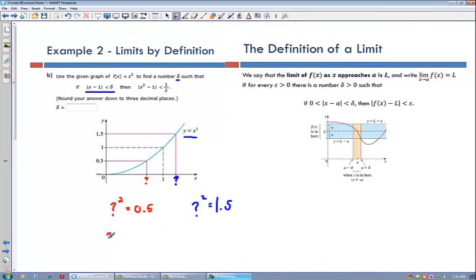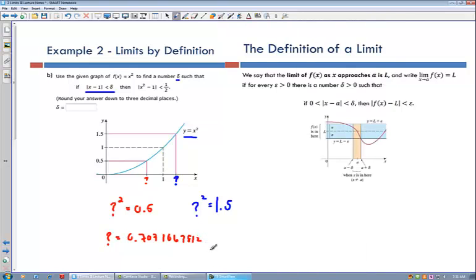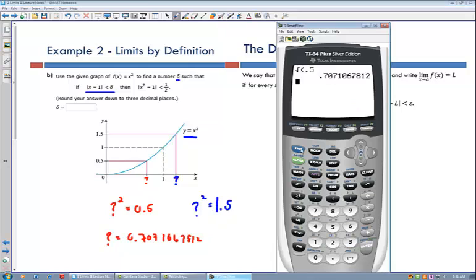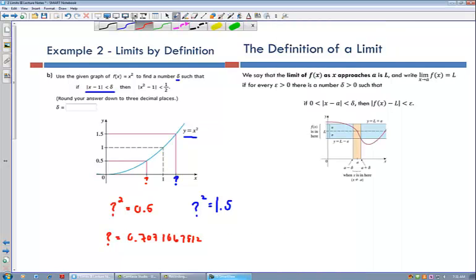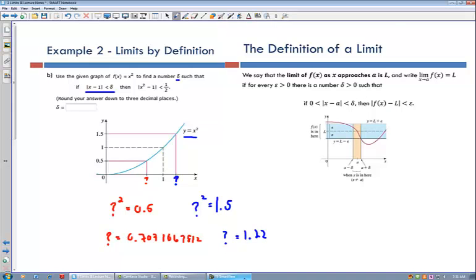So question mark is going to be equal to 0.707106, I'll just copy it all down, 7812. And then in blue, I'll take the second square root of 1.5. And so this is going to equal, and let's change the color to blue, question mark is going to equal 1.22474744871. Great. So those are my two question marks.